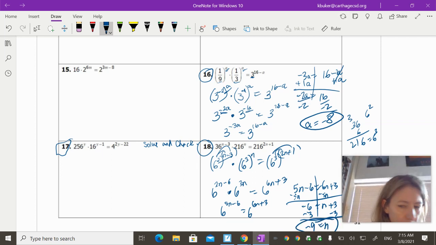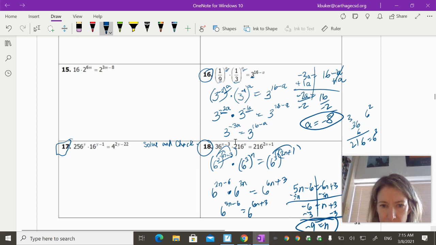Okay. And again, I could go to Desmos and just substitute negative 9 in for all these n's. And the same way I checked number 16, I'm looking at my answer key. I've already done this and checked it, and it's correct.